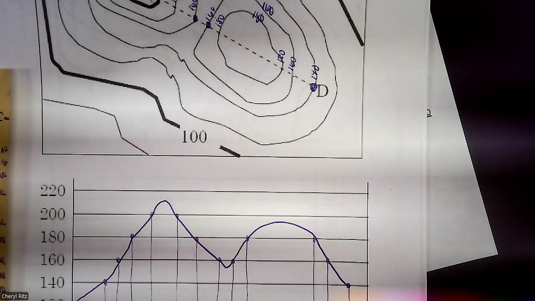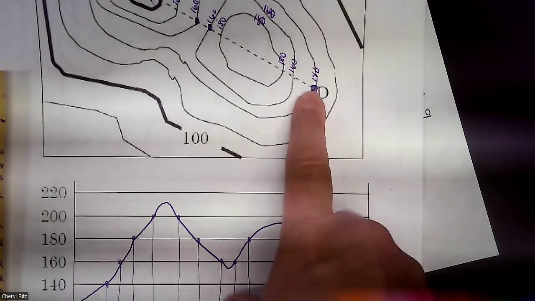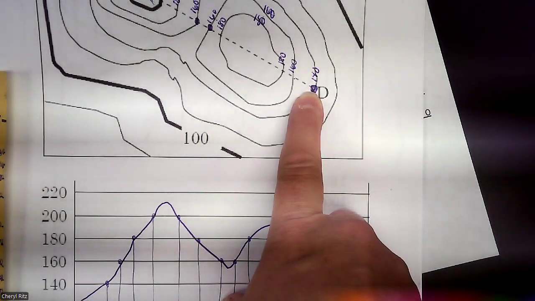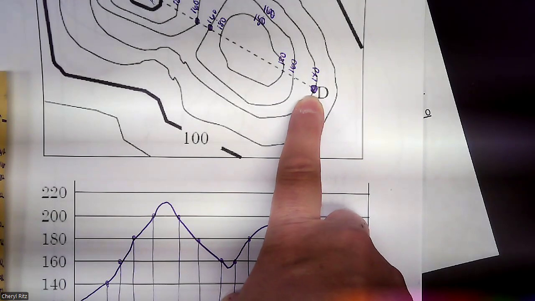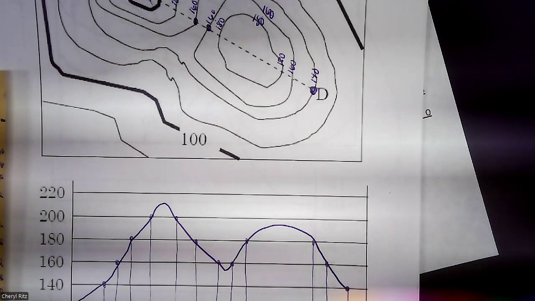Any more? Which one? Here? That last 140, yeah, because it stops at D. No, only do what it says. It only told you to go from C to D. Okay? All right, that's it for today.